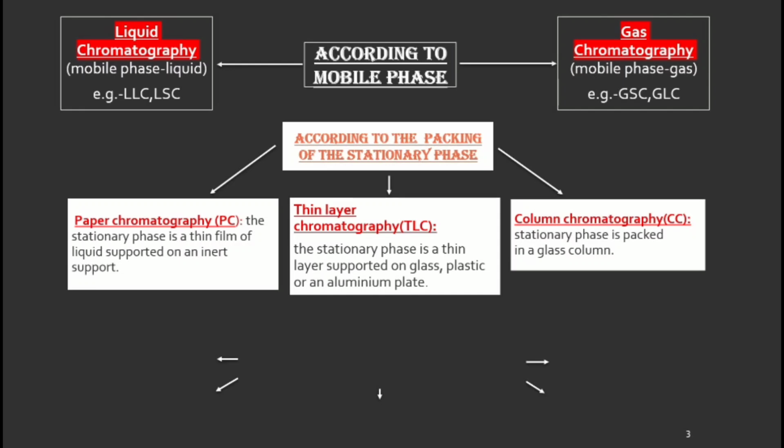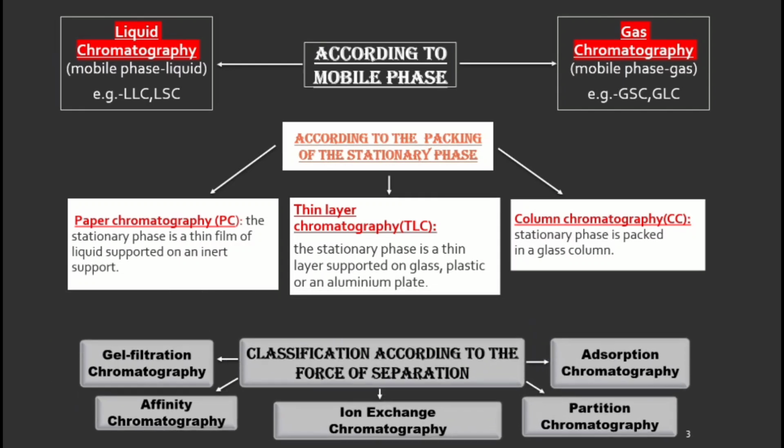Paper chromatography and thin layer chromatography are mainly used to identify, but column chromatography may be used to purify or separate. According to the force of separation: gel filtration, affinity, ion exchange, adsorption, and partition.